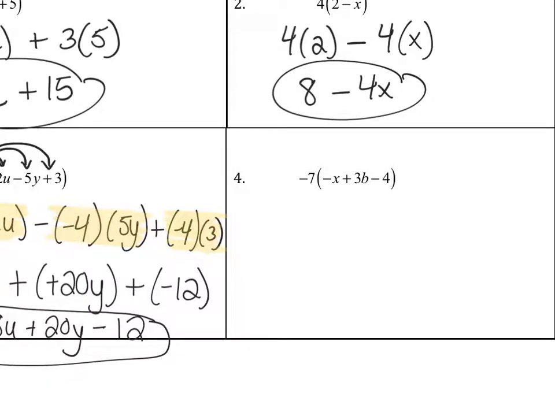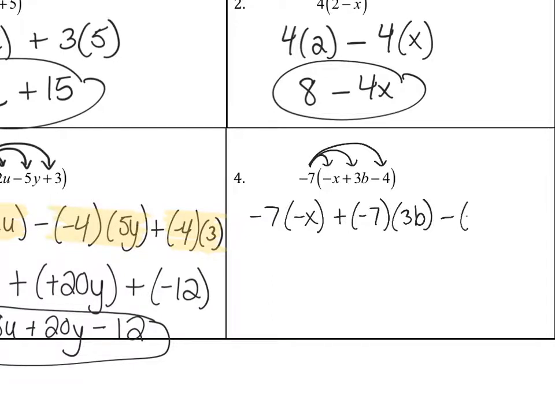And when they have different signs, then you get a negative result. So remember, we're multiplying this -7 into all three pieces. So we're just going to write it out first. We have -7 times -x plus -7 times 3b minus -7 times 4. Okay, and look how I split that up again.